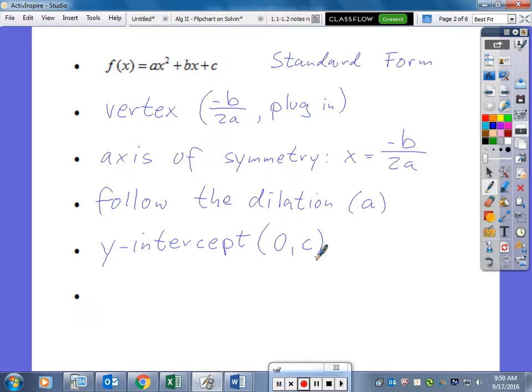And of course, we also want to find out if that parabola has a maximum or a minimum. Remember, if it opens up towards the top, then the vertex is the minimum of that graph. And if the parabola opens downwards, then the vertex is the maximum. So let's look at a couple of examples.